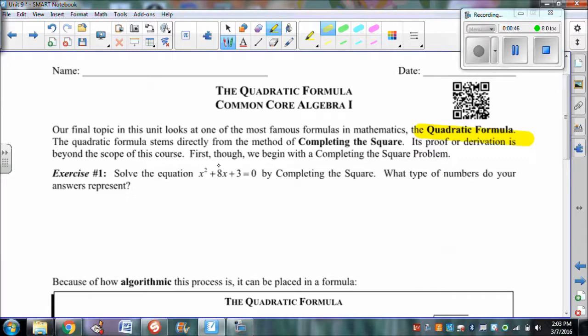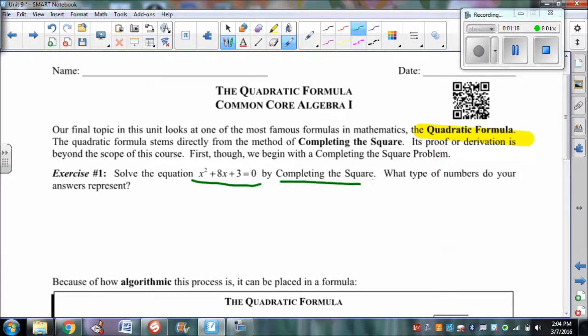So let's talk about the quadratic formula. Now it does say in here that its proof or derivation, meaning where it came from, is beyond the scope of this course. Well, that's baloney. In class tomorrow, we are going to derive the quadratic formula. So for right now, we're going to look at it and use it in the video, but we're going to derive it in class, which is, in my mind, mind-blowing. It's super cool, though.